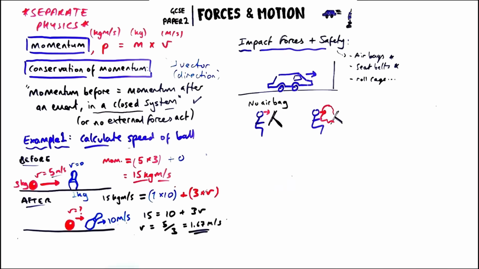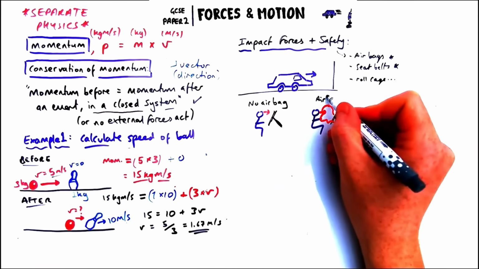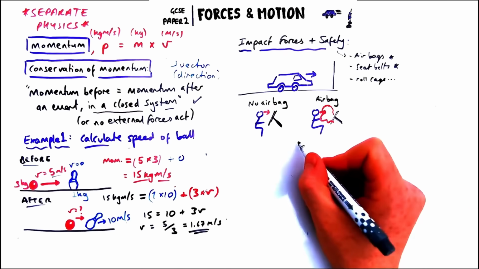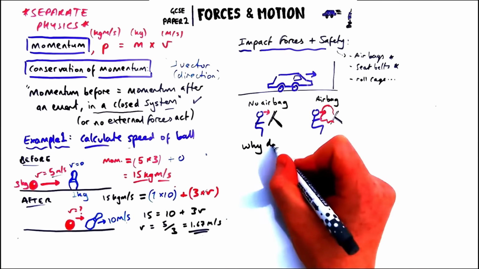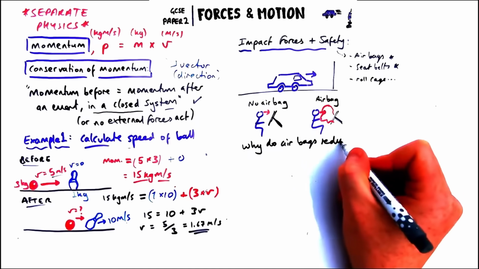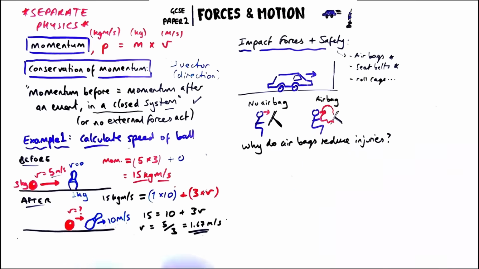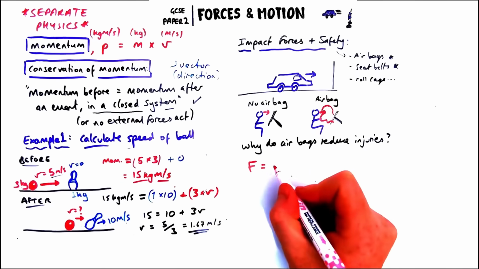If you hit the airbag, though, what that does is it actually is able to sort of make the collision slightly different. So you could have a question about why do airbags reduce injuries, or it could be crash mats or anything at all really. It's all due to this equation here.